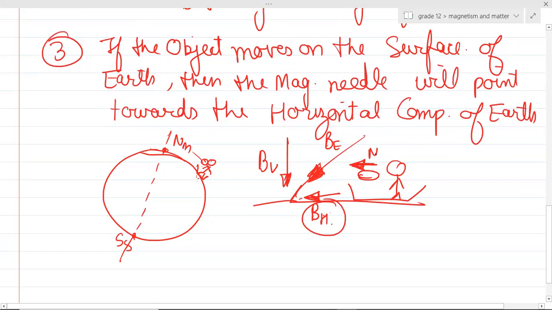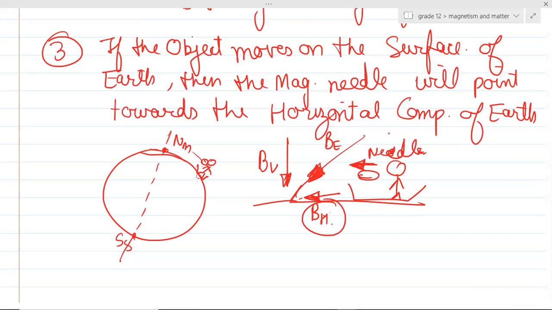Can you see? Is this clear, guys? Can you imagine the whole situation in front of you? Everyone able to do it? Right? Yes or no, guys? Is this clear?